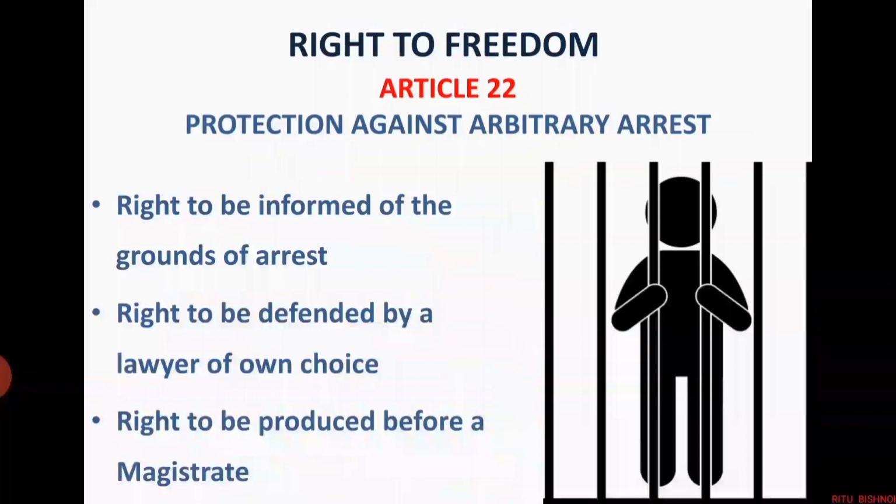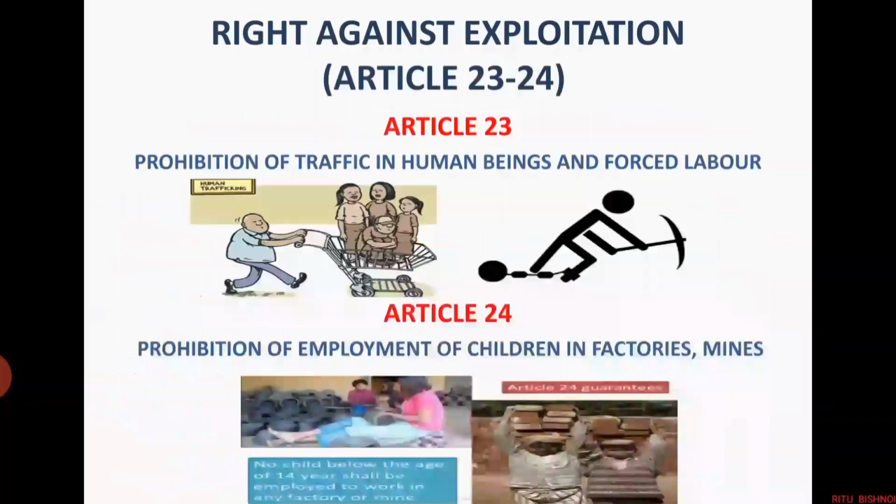Article 22 provides rights to an arrested person. It lays down that no one can be arrested without being told the grounds for his arrest. If arrested, the person has the right to defend himself by a lawyer of his own choice. Also, an arrested person has to be brought before the nearest magistrate within 24 hours. However, these rights are not available to an enemy alien, meaning a foreigner belonging to a country with whom we are at war, and to a person detained for being a threat to the law and order or to the unity and integrity of the nation.